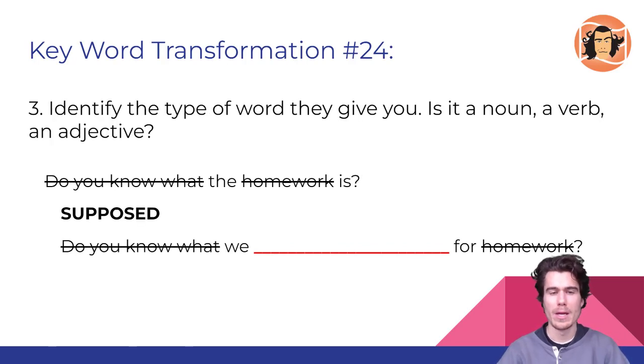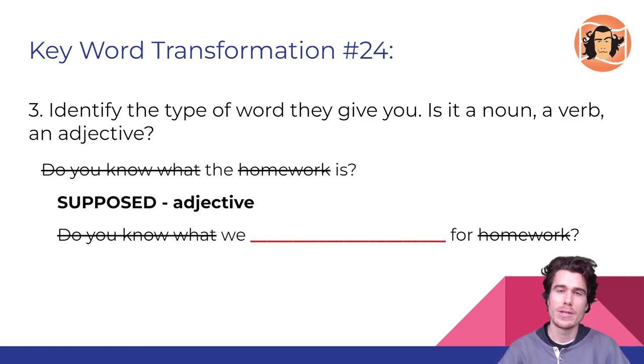Step number 3. Identify the type of word they give you. Supposed. Is supposed a noun, a verb, an adjective, or a different type of word? And again, take a minute to think about this and write down whatever you think is the answer, and then press play. Okay, so I can tell you that supposed is actually an adjective. It's really important to be able to identify different types of words. It will help with your English in general and with your use of English.